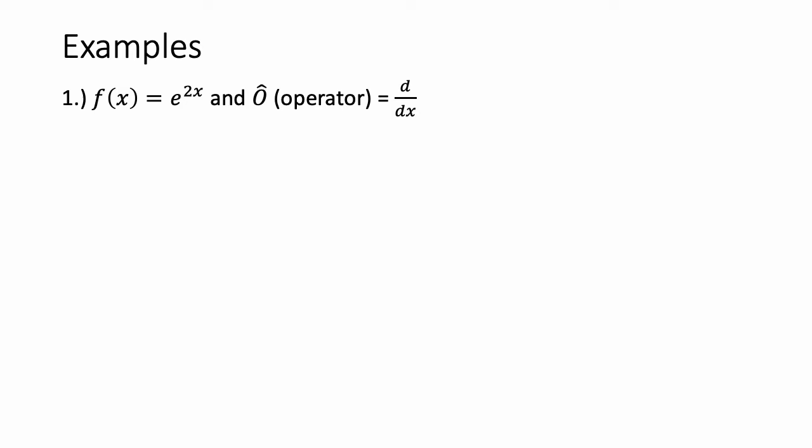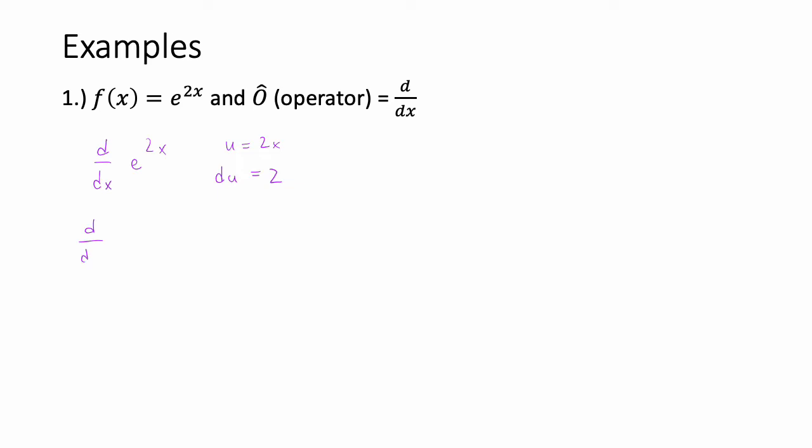So now let's get some practice with determining if a function is an eigenfunction of a certain operator. In the first example, we'll have e to the 2x as our function with an operator of taking the first derivative with respect to x. So let's take the first derivative of our function with respect to x. Let's use u substitution. I'm going to let u equal 2x. So therefore du is going to equal 2. The derivative of 2x is simply 2.